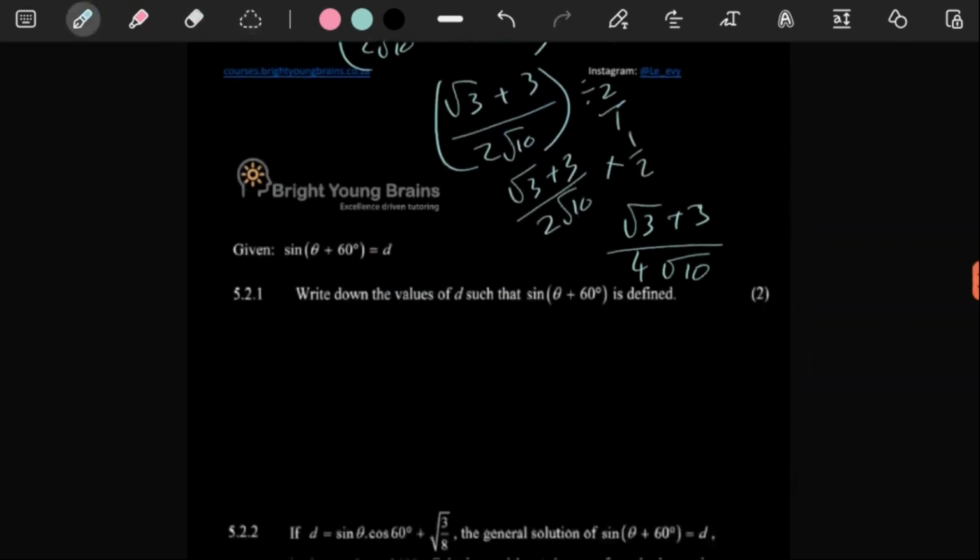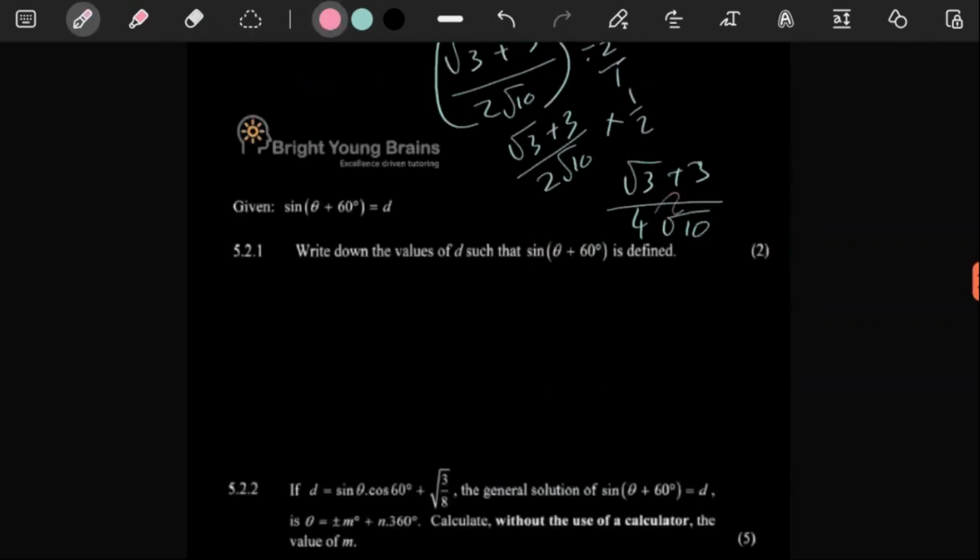So moving on to the next question for 2 marks. They said sine of theta plus 60 is equal to d, right? Write down the values of d such that sine of theta plus 60 is defined.